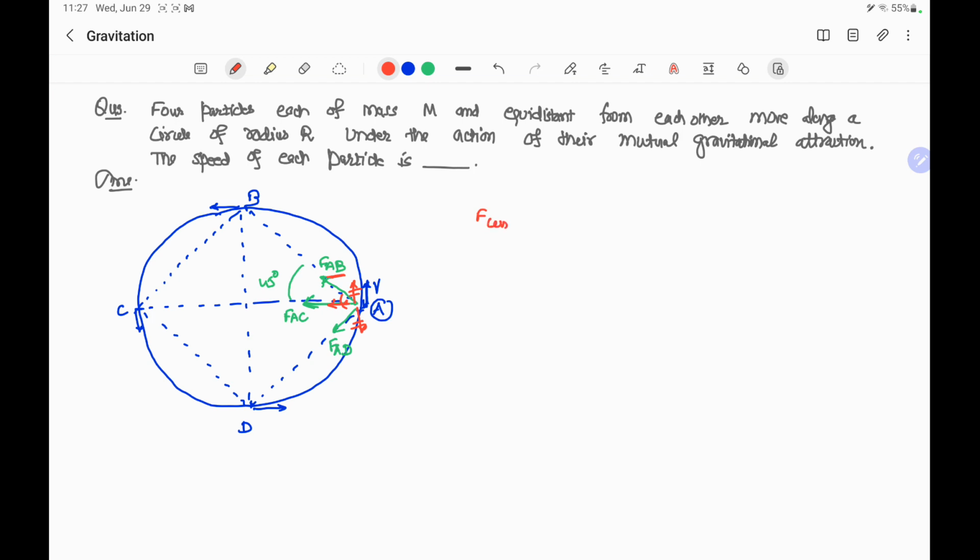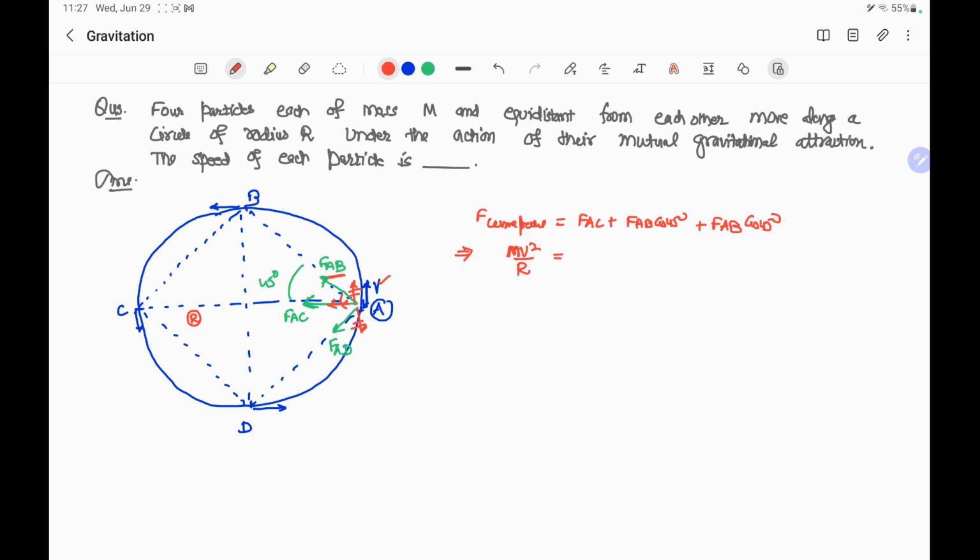Therefore, the net gravitational force, which acts as the centripetal force, will be equal to FAC plus FAB cos 45 degrees. The sine component gets cancelled. Similarly, FAD cos 45 degrees. And the centripetal force is mv square by r, where r is the radius of the circular orbit, v is the velocity, and m is the mass of the particle, which is here capital M.